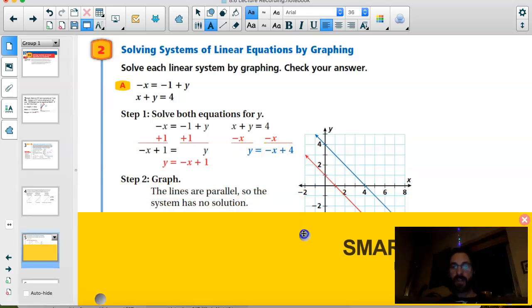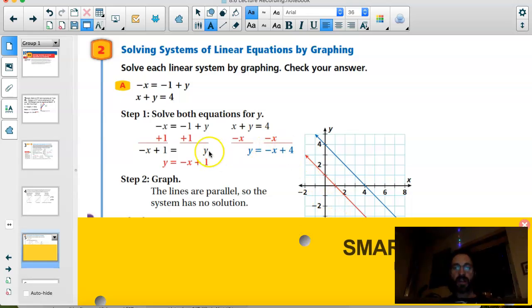Now look, when I graph these out, you can see this first equation, I go up 1, and the slope is down 1 over 1, down 1 over 1, down 1 over 1. When I graph this equation over here in blue, it says go up 4, right? Here's your y-intercept. And the slope is negative 1, down 1 over 1. Well, guess what? Whoa. These lines are parallel, therefore there's no solution.